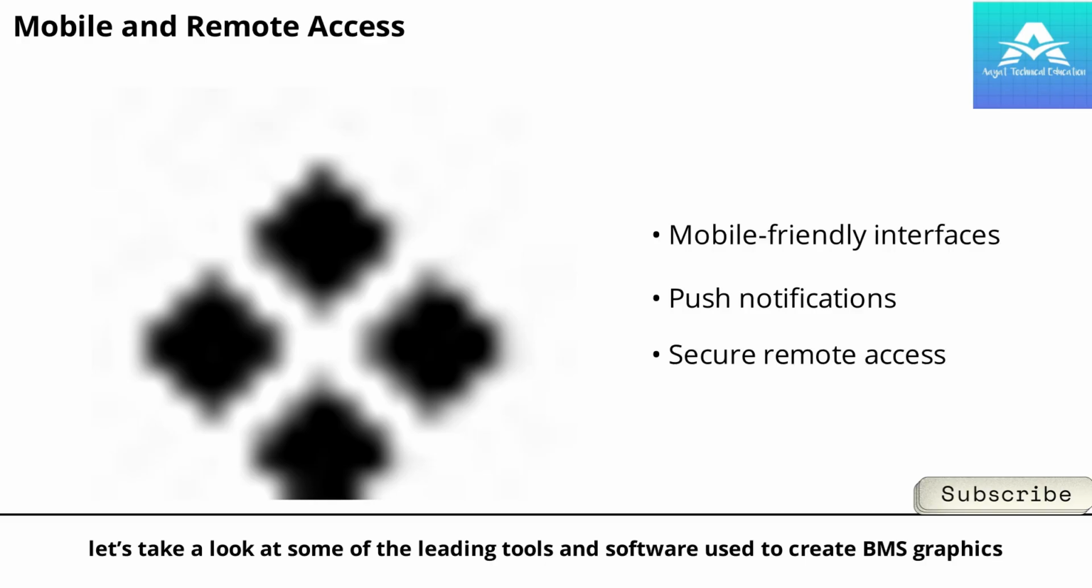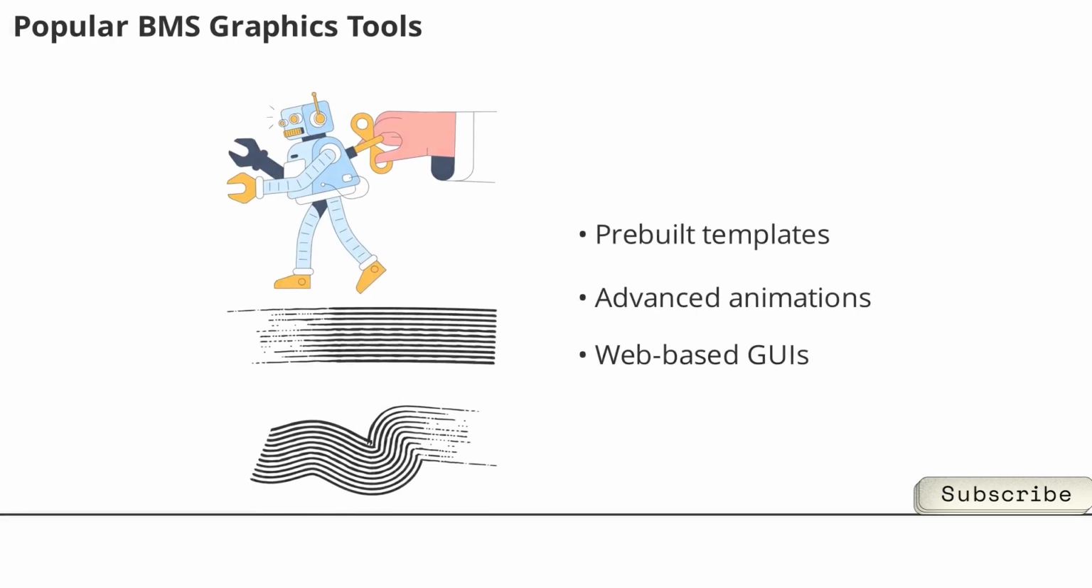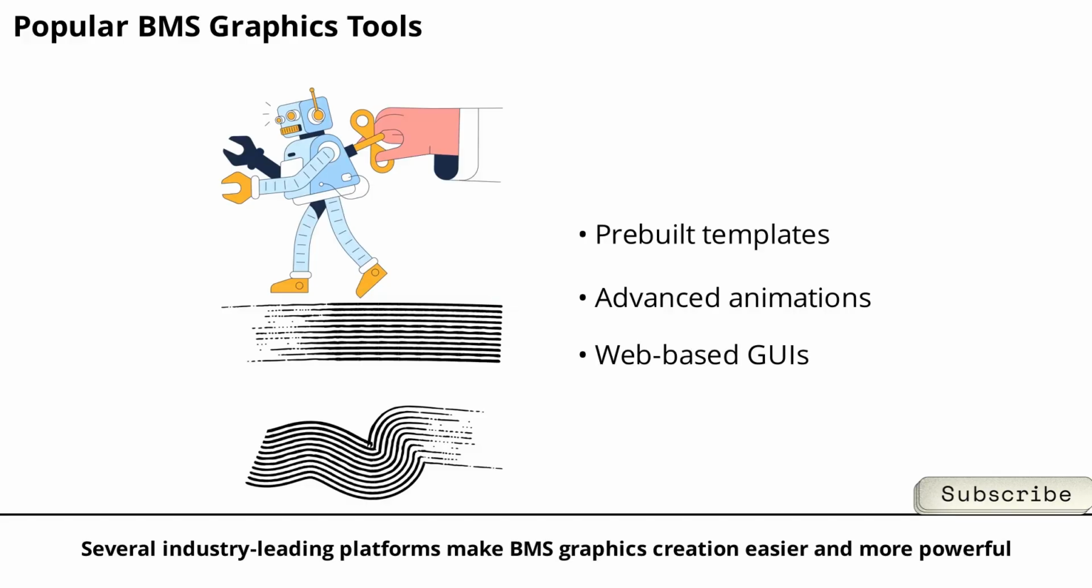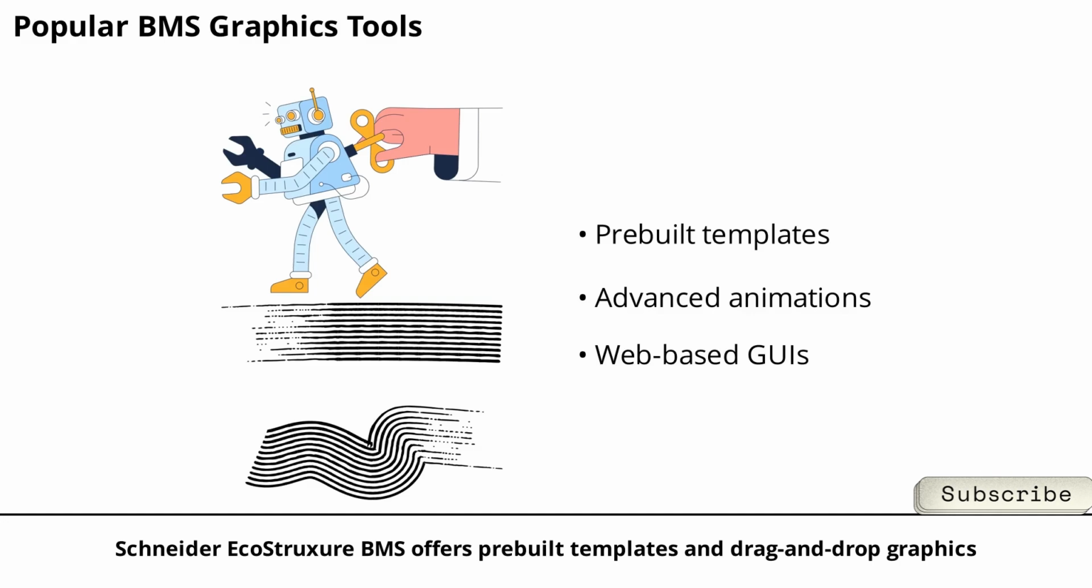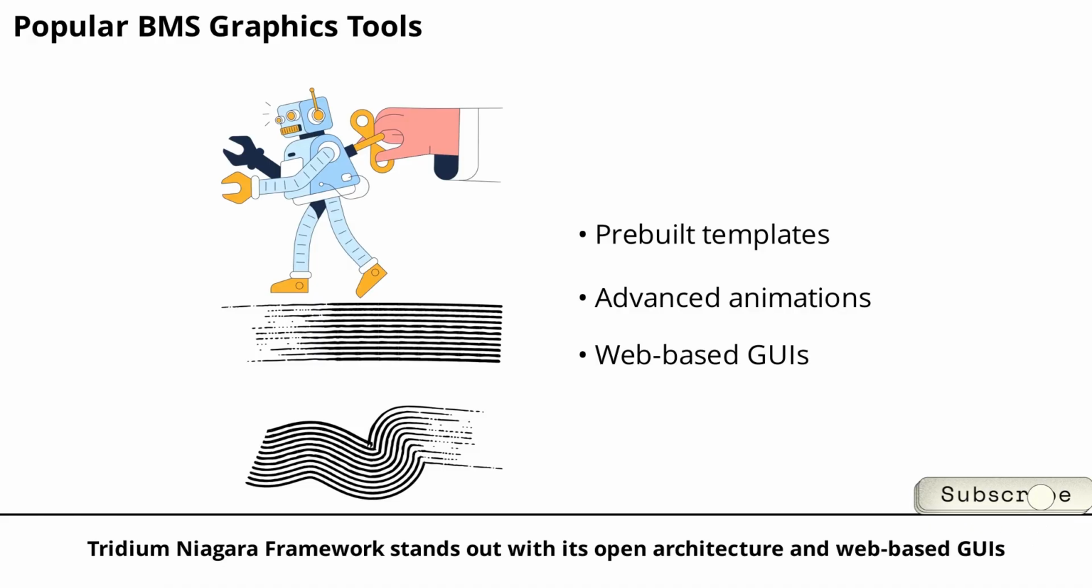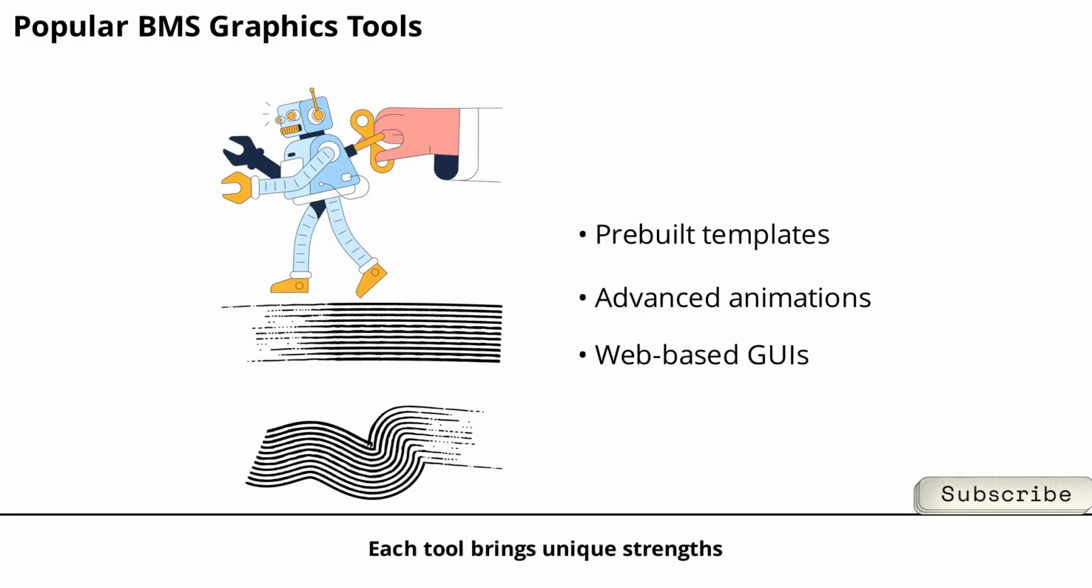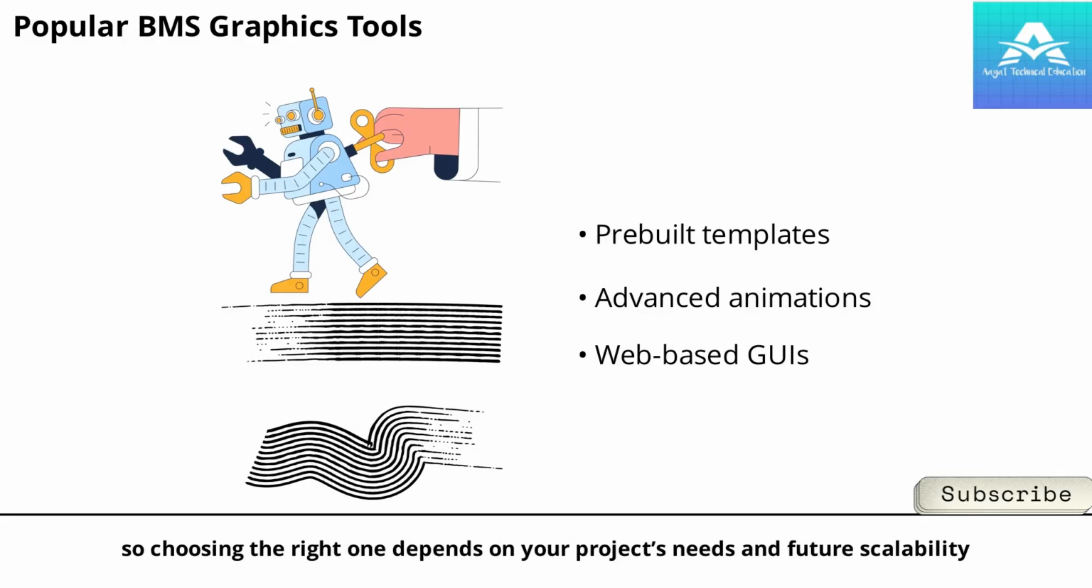Now, let's take a look at some of the leading tools and software used to create BMS graphics. Several industry-leading platforms make BMS graphics creation easier and more powerful. Schneider EcoStruxure BMS offers pre-built templates and drag-and-drop graphics. Siemens Desigo is known for advanced animations and BACnet integration. Honeywell WEBs provides scalable dashboards that are mobile-friendly. Tridium Niagara Framework stands out with its open architecture and web-based GUIs. Each tool brings unique strengths, so choosing the right one depends on your project's needs and future scalability.